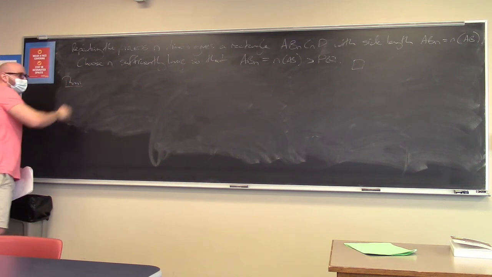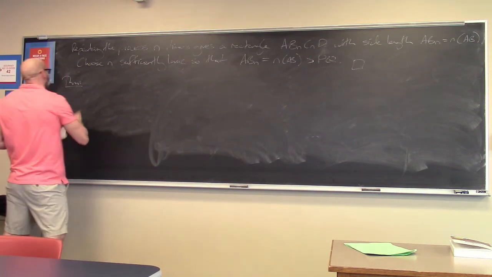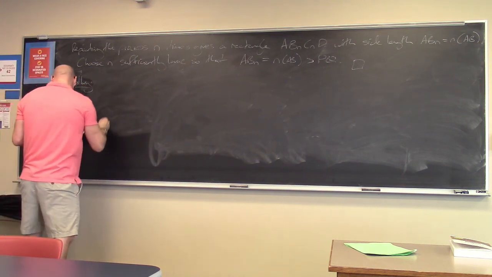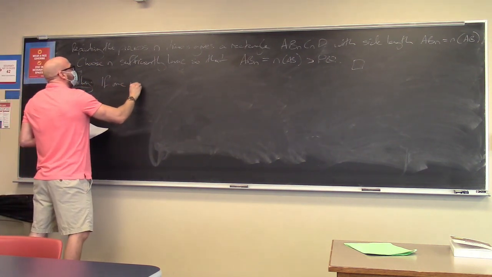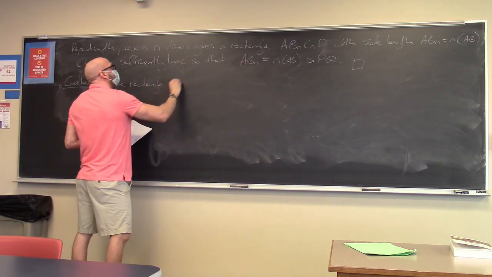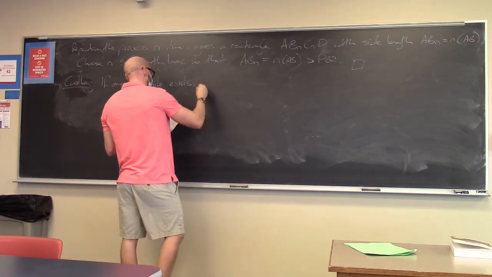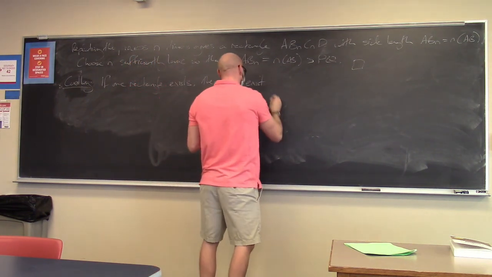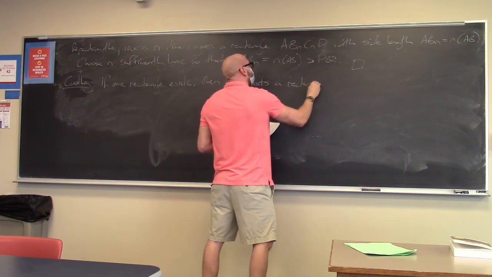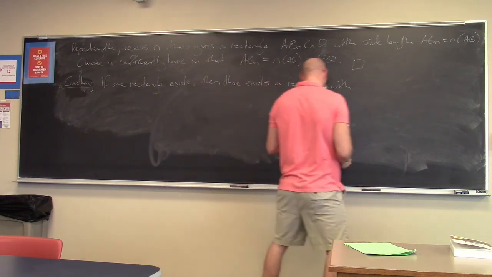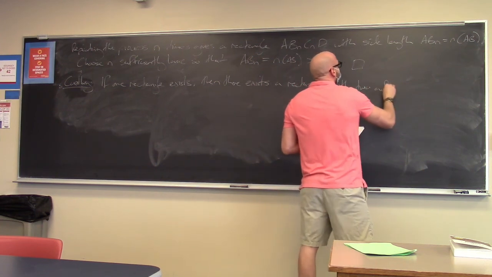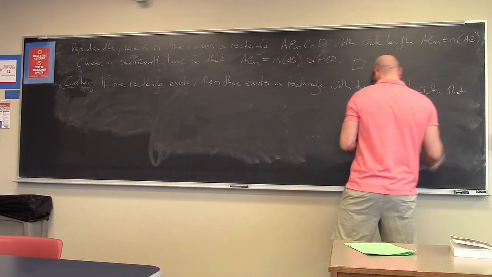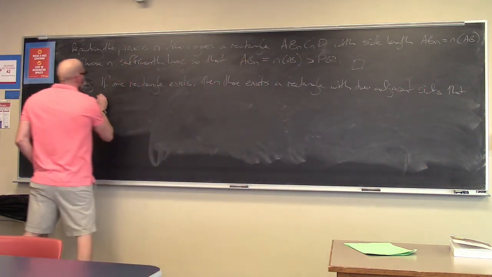Now I'm going to talk about area next. So, quick corollary. If one rectangle exists, then there exist two adjacent sides that are arbitrarily large.